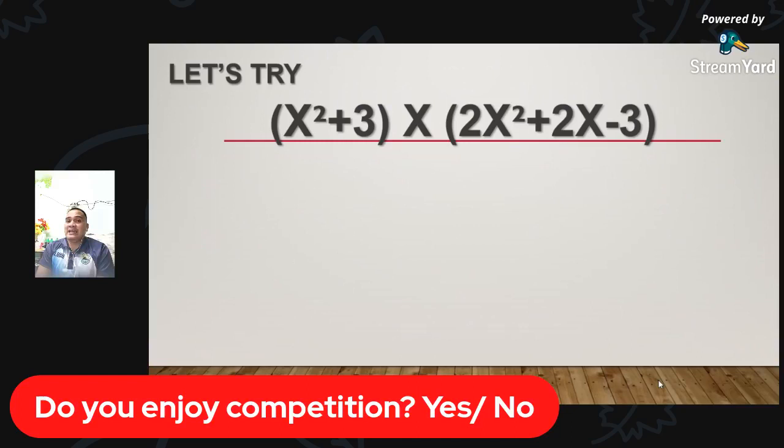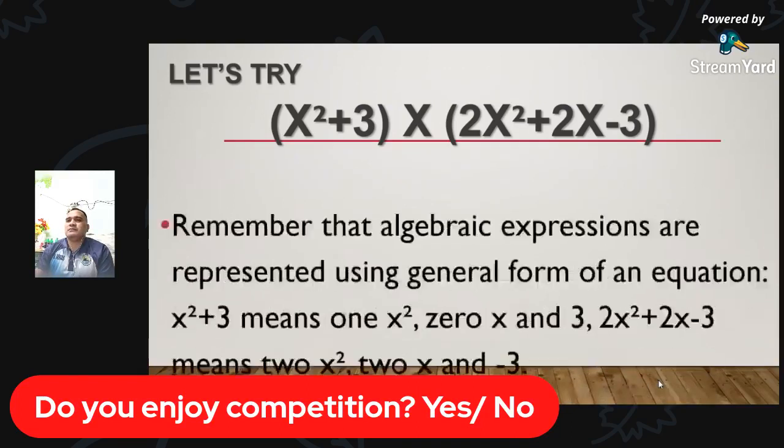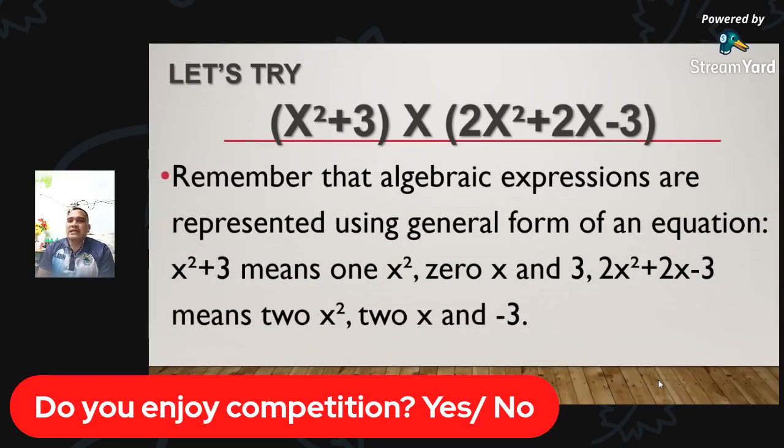So again, remember that algebraic expressions are represented using the general form of an equation. So x squared plus 3 means 1x squared, we have 0x, and we have 3. As you can see, it means we have 0x. And we have 2x squared plus 2x minus 3. It means we have 2x squared, and then we have 2x, and we have negative 3.